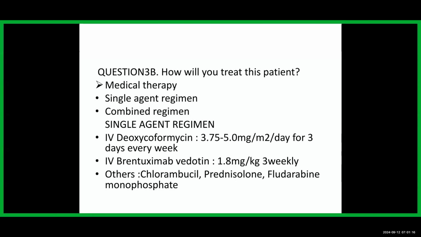Then under question 3, how will you treat this patient? So we divide it into medical therapy, targeted therapy, and surgery. Under medical therapy, there's single agent regimen and combined regimen. Under single agent regimen, we can use IV deoxycoformycin 3.75 to 5.0 milligram per meter square per day for 3 days every week, or IV brentuximab vedotin 1.8 milligram per kg 3 weekly.